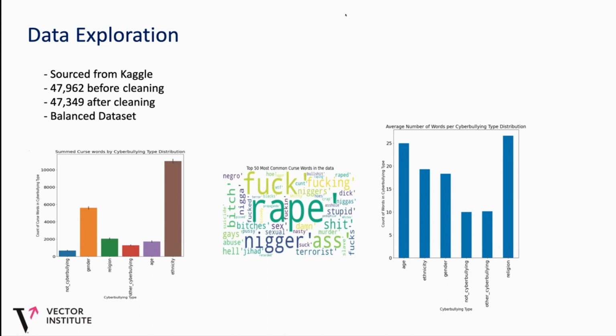So after summing the curse words in the tweets, I observed that the ethnicity class had the highest curse words, and not cyberbullying had the lowest curse words. In the middle, this is a word cloud of common curse words that were used in the tweets. On the right-hand side is the average number of words per cyberbullying class. The religion class had the highest number of words used per tweet.